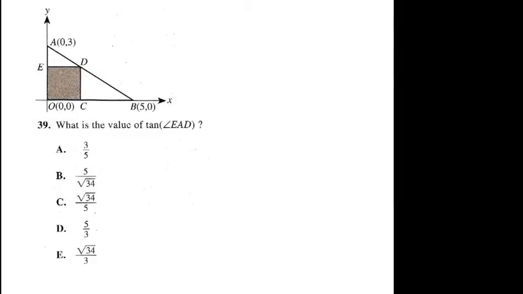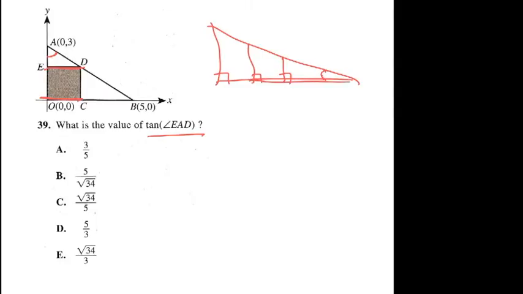Number 39, what is the value for the tangent of EAD? EAD is this angle here. Well, one of the things to know is that, since this is a square, that side is parallel to that side. And if I had a triangle here, and this was perpendicular, that was perpendicular, that's perpendicular, all of these are similar triangles, and from a tangent standpoint, the tangent of this angle is going to be exactly the same whether it's looking at this triangle or this triangle.